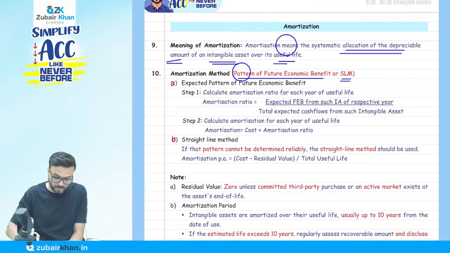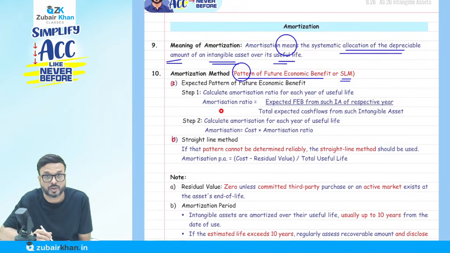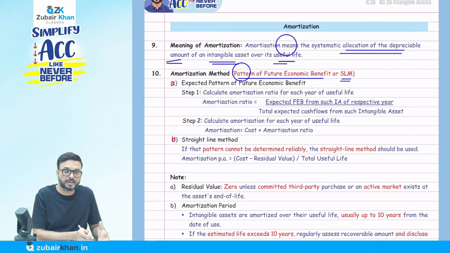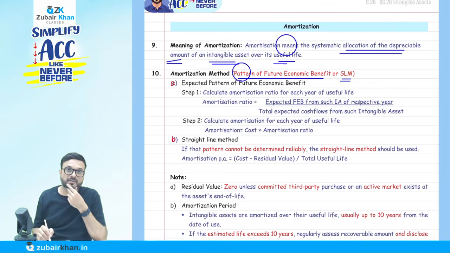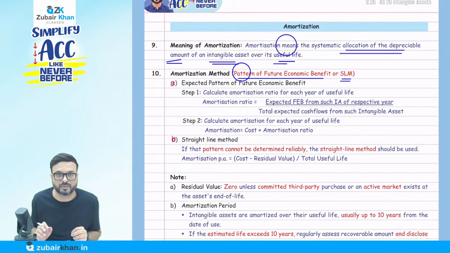So step number 1, what is the future economic benefit? They say calculate the amortization ratio for each year. What is the formula of the amortization ratio? It is the expected future economic benefit from the intangible asset for the respective year divided by the total expected cash flow, that is, the cash flow of the particular year and the cash flow of all the future years. Like that we calculate the amortization ratio, and the cost of the asset multiplied by the amortization ratio will be the amortization amount for that particular year.